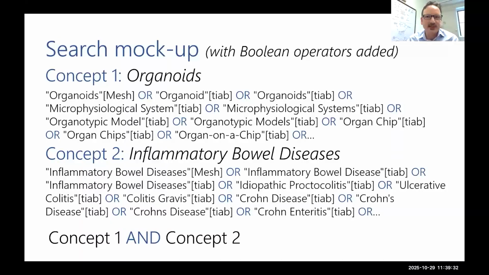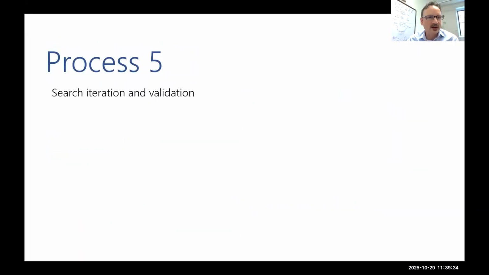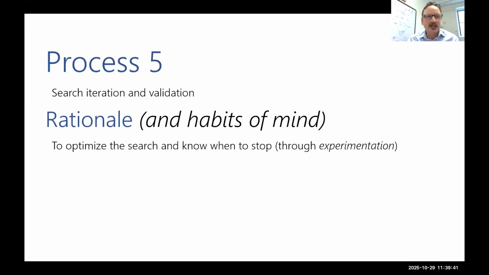We're almost there to process 5, where we are going to do some search iteration and validation. This is an important step. The rationale here being is that your initial search is almost never the final search, at least in a context where you're shooting toward comprehensiveness. I'm not saying that's always the case, right? Sometimes a quick and dirty search is all you need just to find some papers and maybe a review article, right? But if the goal is comprehensiveness, then your first search is almost never going to be your final search.